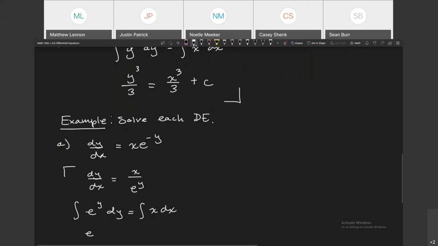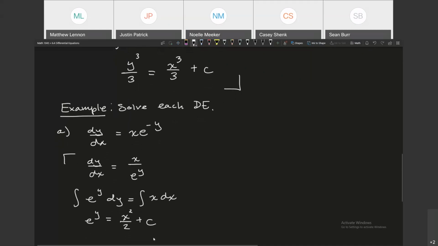And then it's a very simple antiderivative. The antiderivative of e to the y is just e to the y. x has antiderivative x squared over 2, and then plus a general constant. So that's it for part A here.